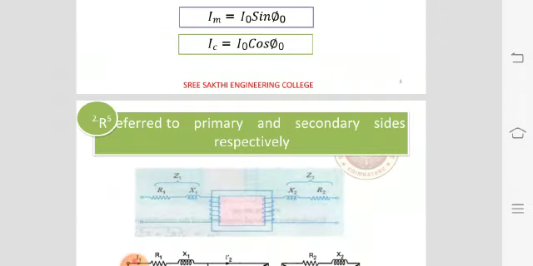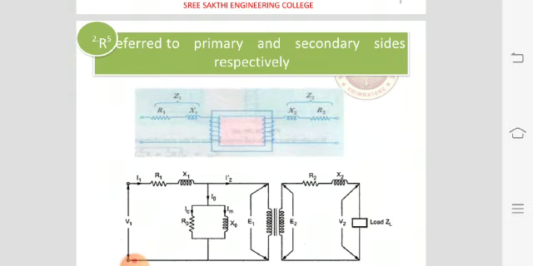Referred to the primary and secondary sides respectively, you can see the equivalent circuit of a transformer. In that we have a resistance R1 and reactance X1 in the primary coil, and in the secondary coil we have X2 and R2.